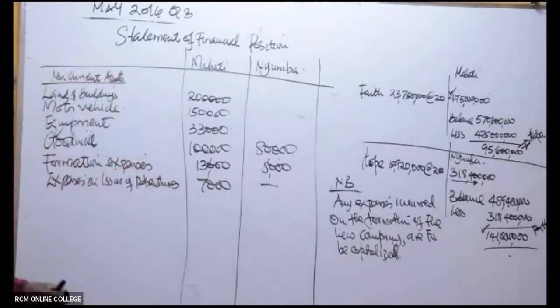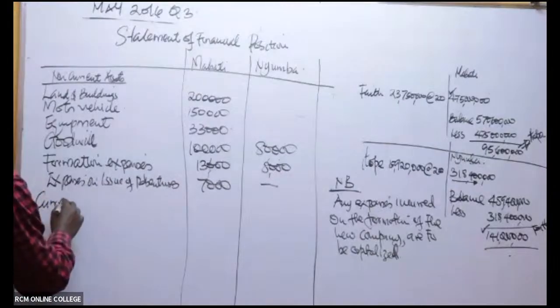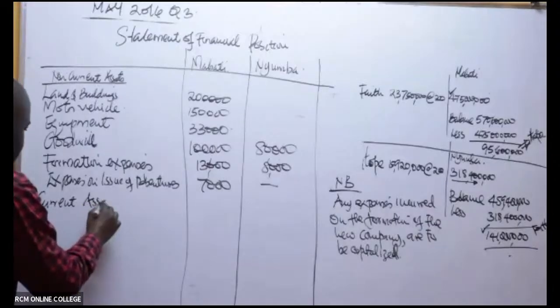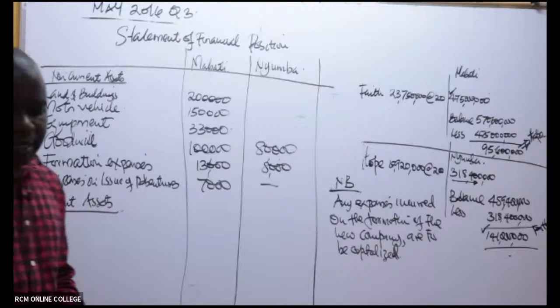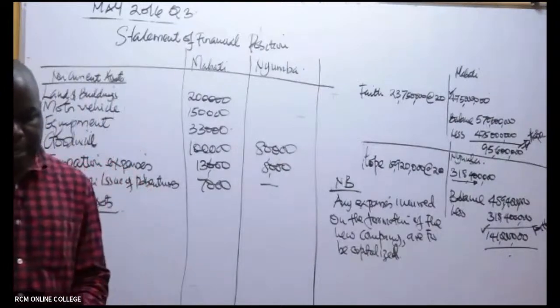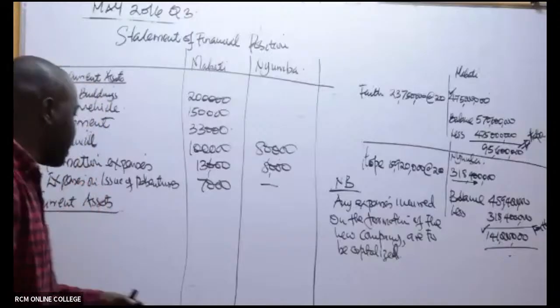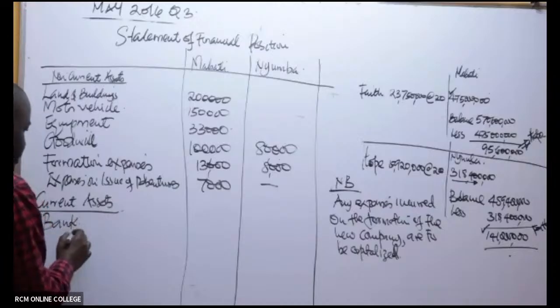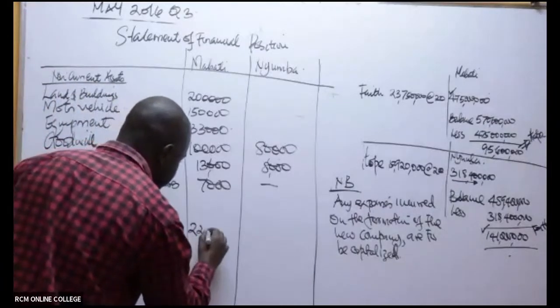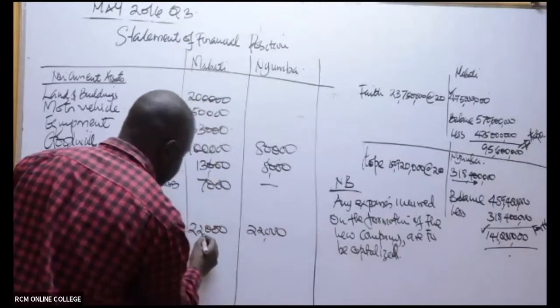Then of course, now in this case, we can go to the current assets. So the current assets also in this case, we have the bank, and of course the bank we've been able to compute. We have obtained the bank balances. They all came to 22 million for the two companies.